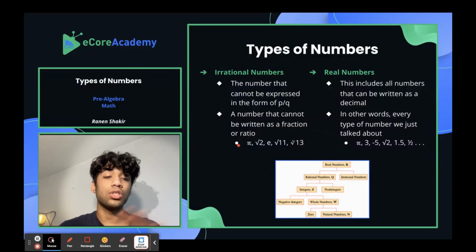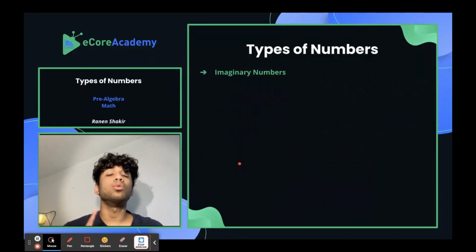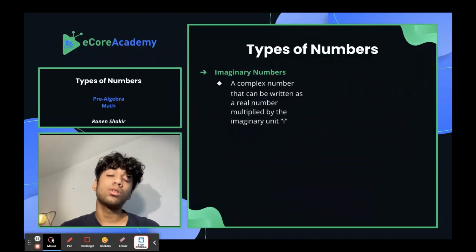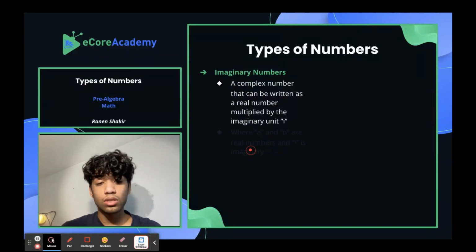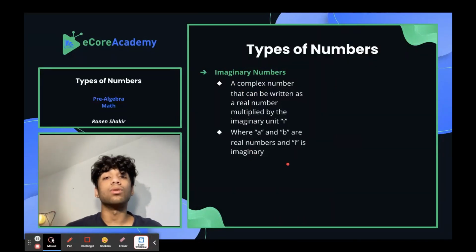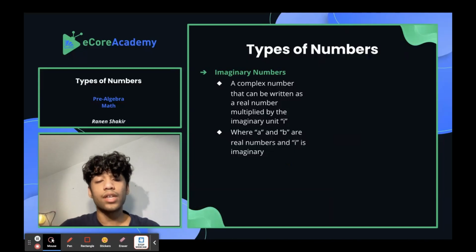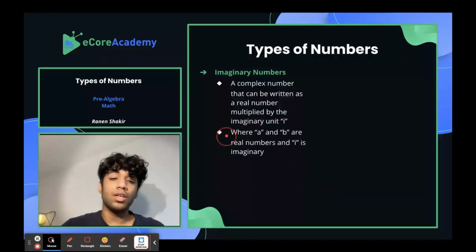We'll go over this huge, big one in a second, but we have two more that we need to cover real quick. One of them is imaginary numbers, which we will not be using in this course, but it's important to understand. An imaginary number is a complex number that can be written as a real number multiplied by the imaginary unit i. This might make no sense to you. That's okay, because it's not something we need to learn right now; you learn it in Algebra 1 and 2 and further on, but I'm just introducing it to you so you understand it. This is where a and b are real numbers and i is imaginary.